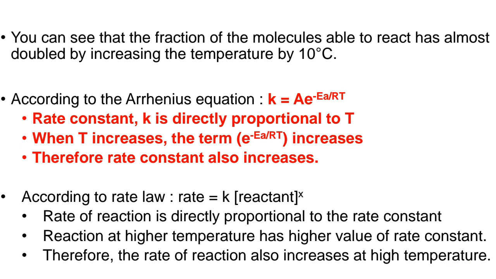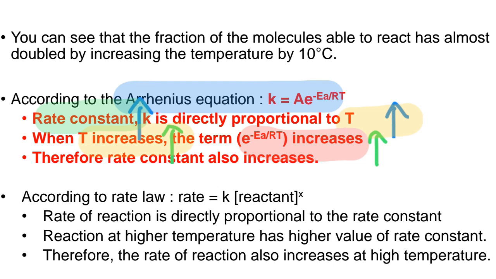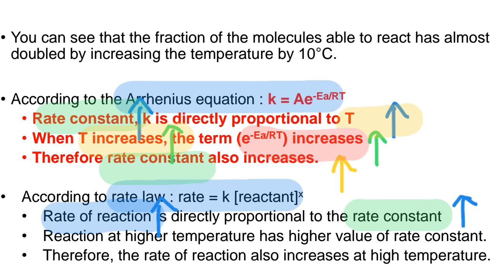So, for the conclusion of the Arrhenius equation, the rate constant is directly proportional to temperature. When temperature increases, the fraction increases. Therefore, the rate constant also increases. According to the rate law, the rate of the reaction is directly proportional to the rate constant. The reaction at higher temperature has a higher value of rate constant. Therefore, the rate of reaction also increases at high temperature.